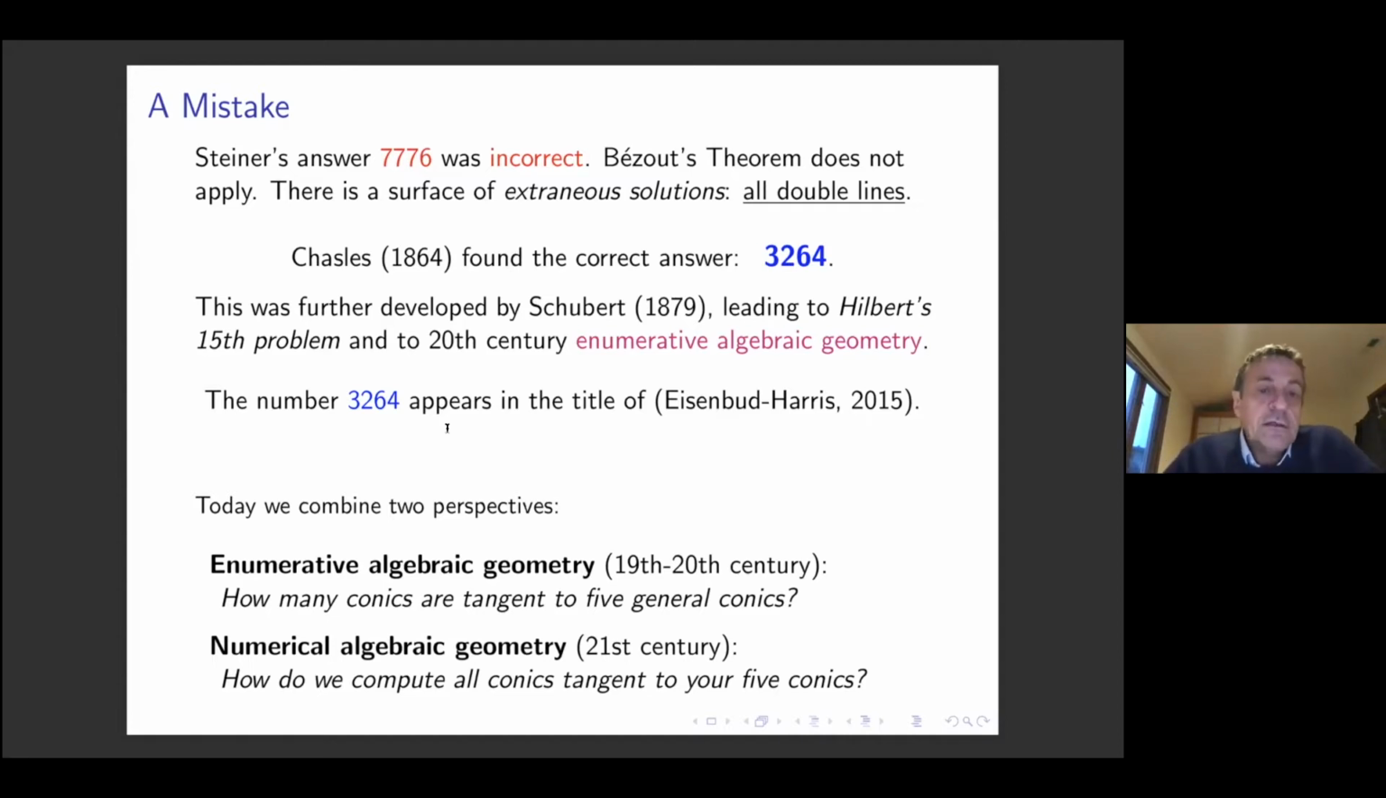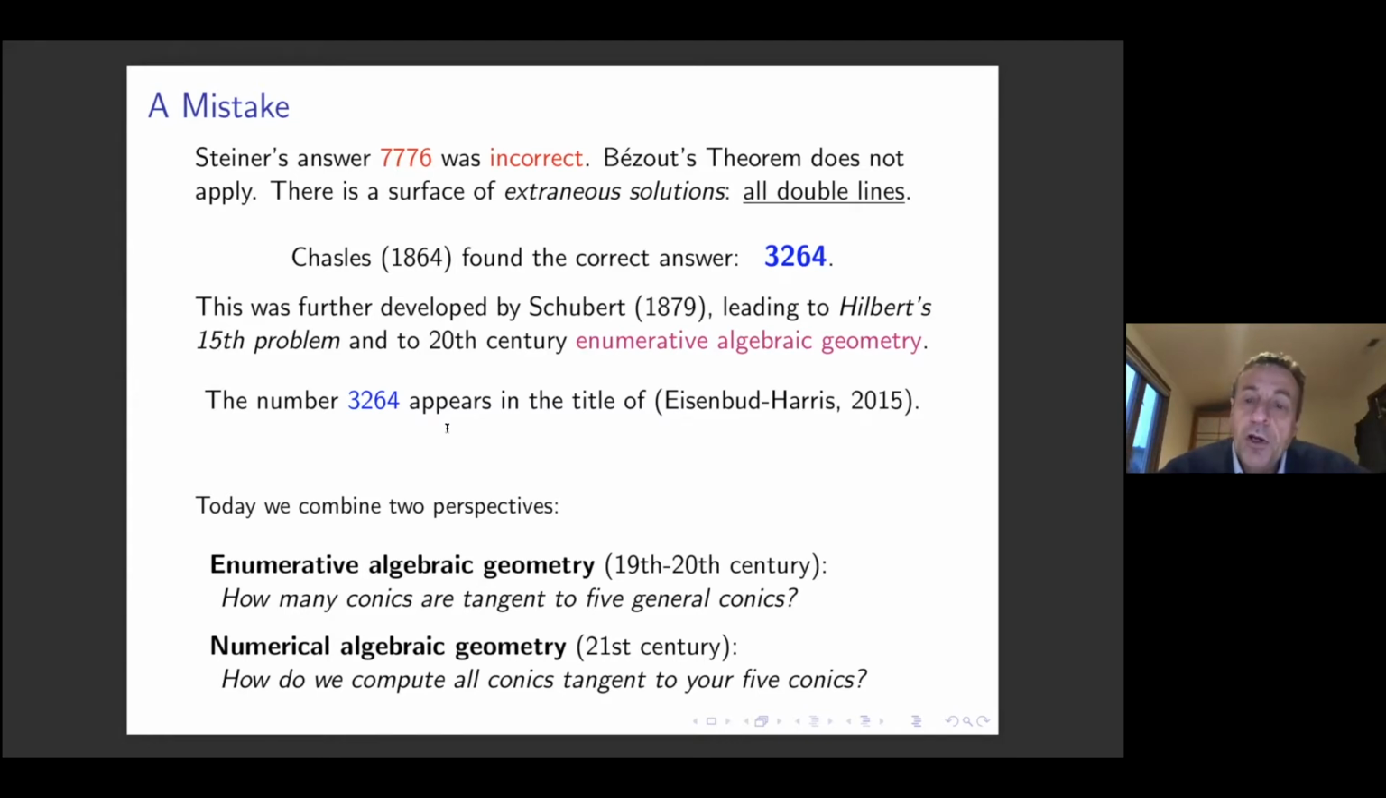Now this was fixed. Chasles in 1864 gave the correct answer. There are 3,264 actual conics tangent in the sense we want. So this surface of extraneous solutions cuts the expected count roughly in half. This train of thought was further developed by Schubert, who published his book in 1879. That led, at the turn of the last century, to Hilbert's 15th problem and the 20th century development of enumerative algebraic geometry and intersection theory.